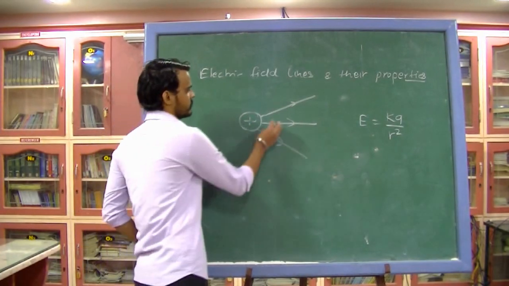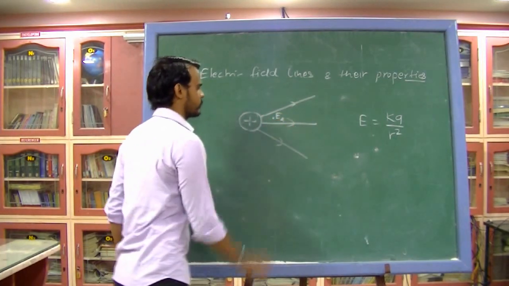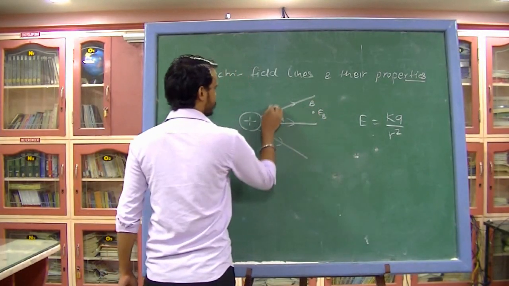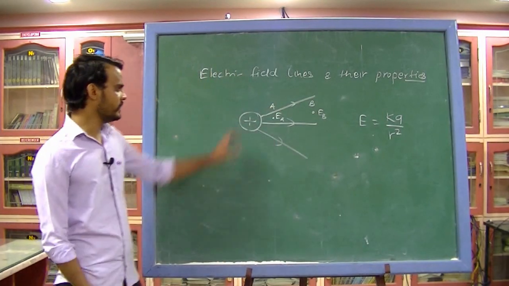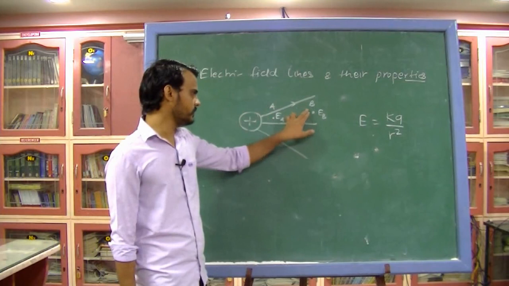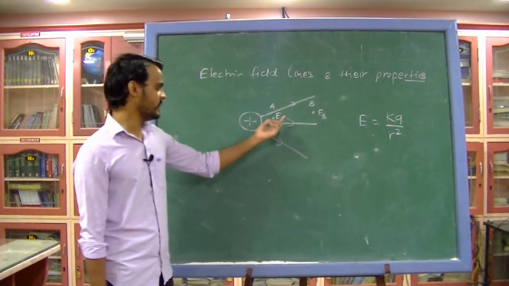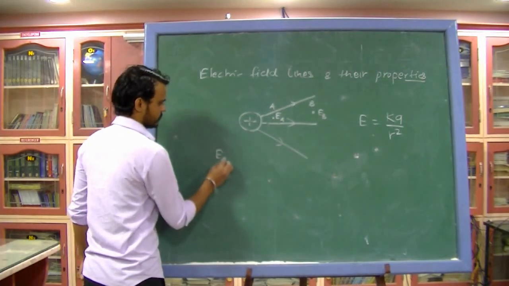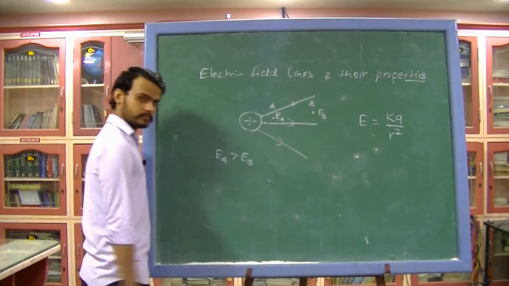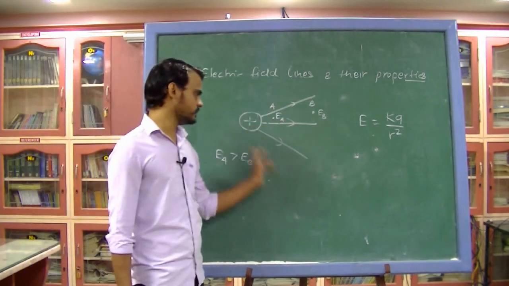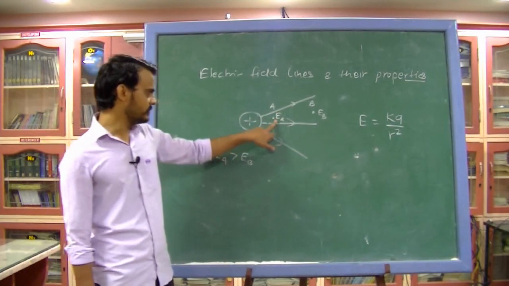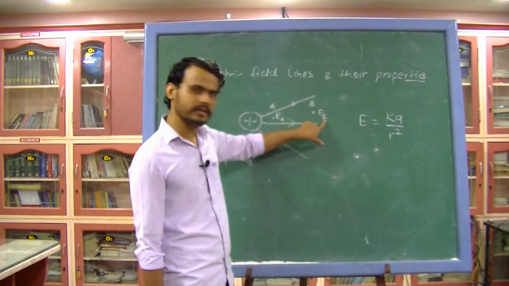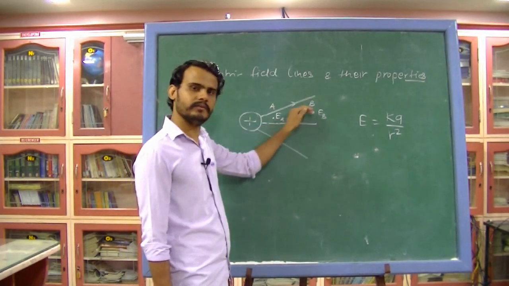So here suppose electric field is EA at point A, and here electric field intensity is EB at point B. If at point A electric field intensity is EA and at point B electric field intensity is EB, you can say electric field intensity at point A is more than at point B. Now if you look at this diagram, you can see that here electric field intensity is more and the lines are very close to each other. At this point electric field is less and electric field lines are further away from each other.